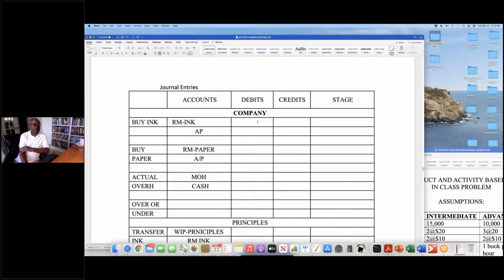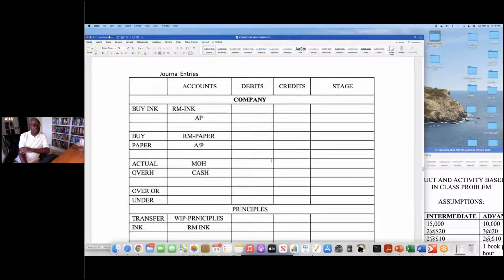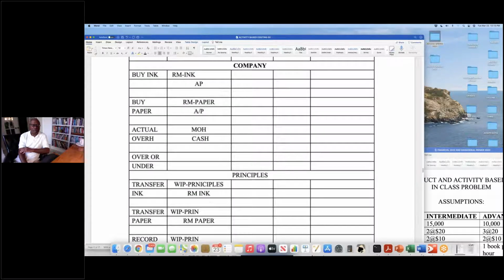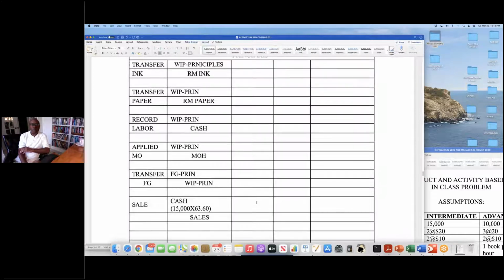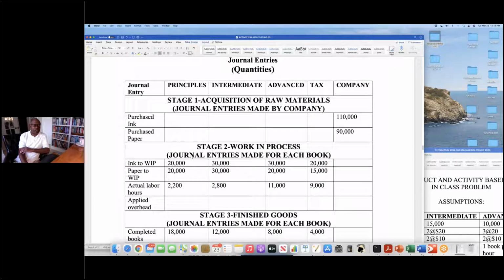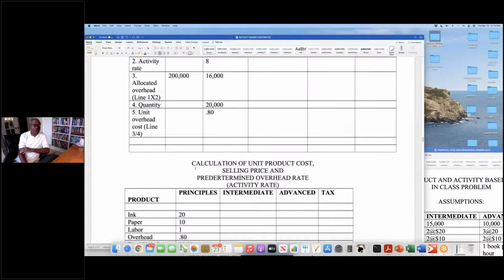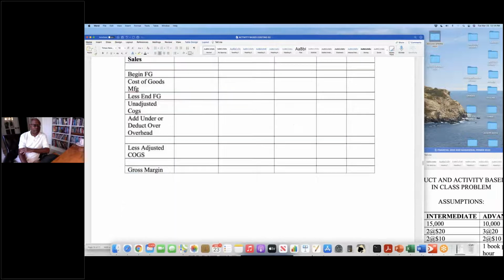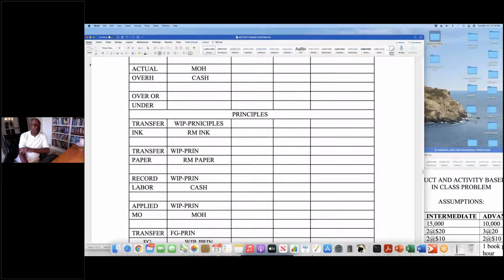Did we get the ink bought yet? Or did we use some ink yet? Didn't you say we used like 20,000 of it? Yeah, I think the assumption says 20,000 was used. 20,000 cartridges are how much? $20 each. So that will be how much money? 400,000. Yes. And how much paper? 200,000.